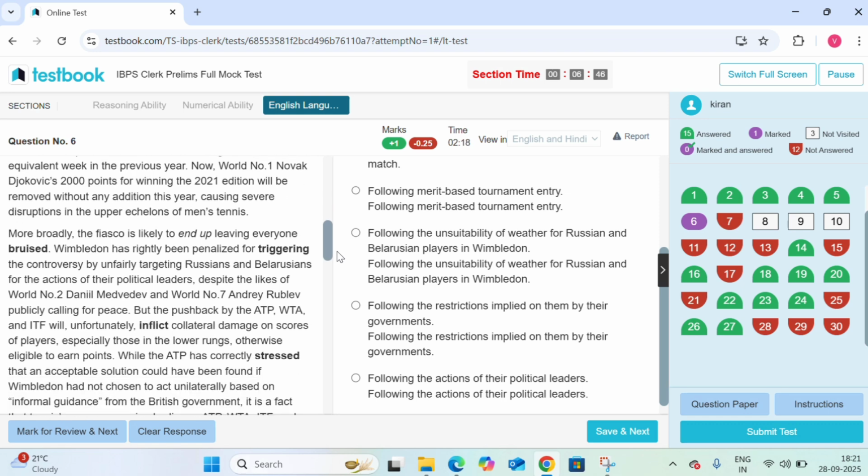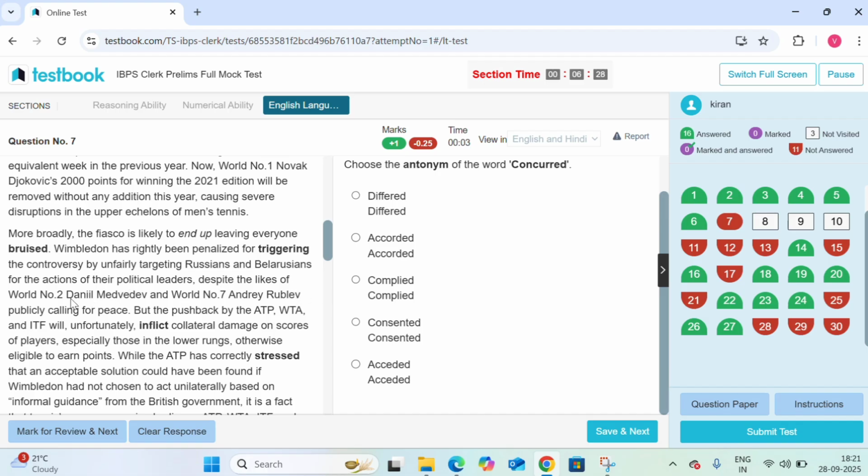More broadly, the fiasco is likely to end up leaving everyone bruised. Wimbledon has likely been penalized for triggering the controversy by unfairly targeting Russian and Belarusian players for the actions of their political leaders. Despite the likes of world number two Daniil Medvedev and world number seven Andrey Rublev publicly calling for peace, the pushback by the ATP, WTA and ITF has implicitly caused collateral damage to scores of players, especially those in the lower ranks. Synonyms: conquered, complied, consented, acceded, accorded, deferred.